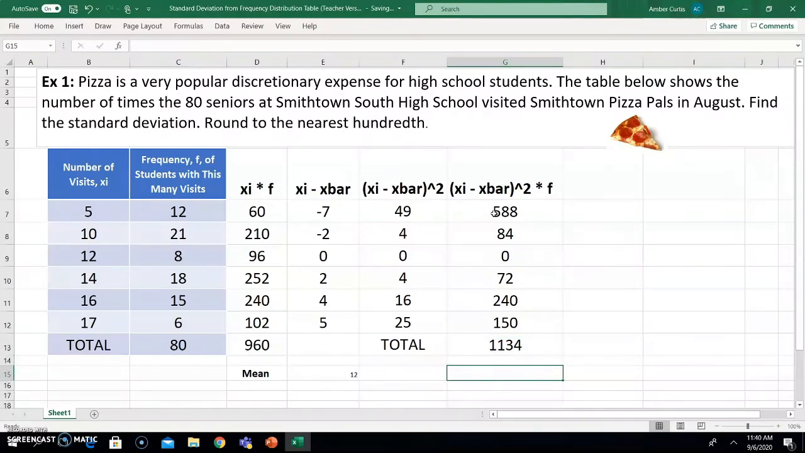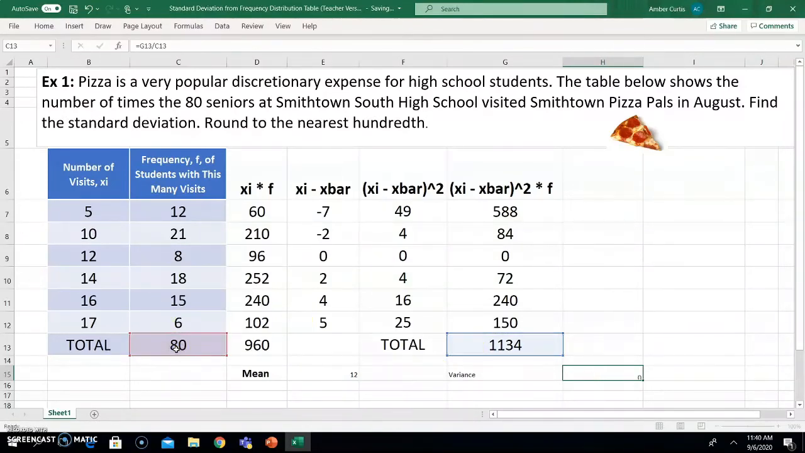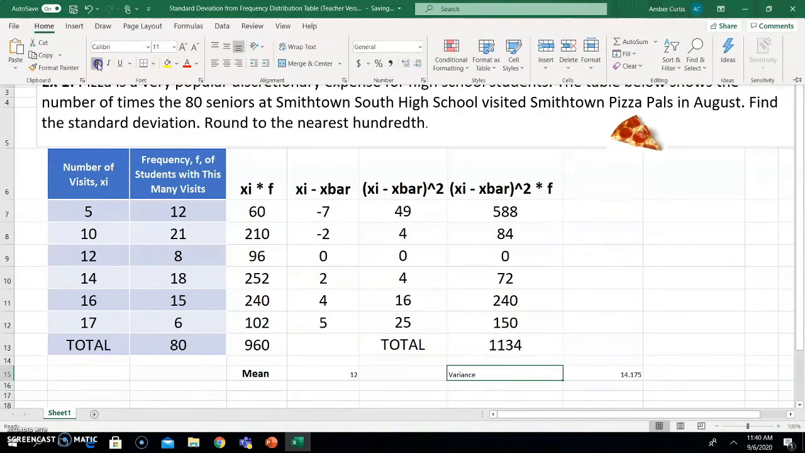Now, remember, in order to find the mean of the squared differences, basically the variance, we need to take that total and divide by the total number of frequencies. So we're going to take that total and divide by the total number of frequencies, which was 80. All right, so that gives us the variance.